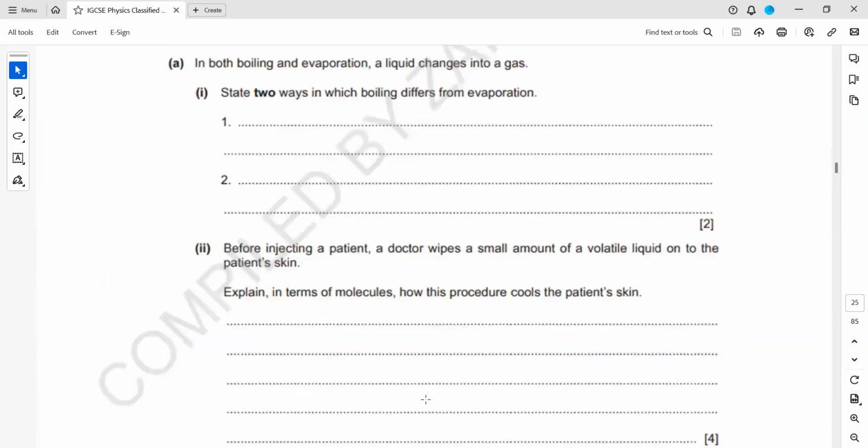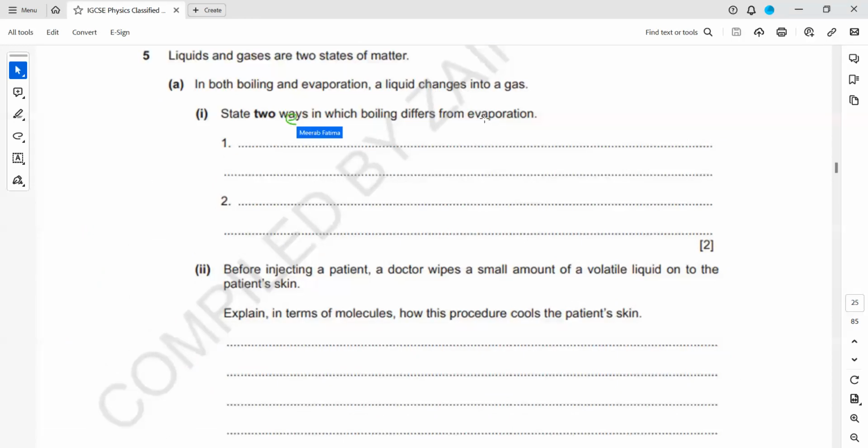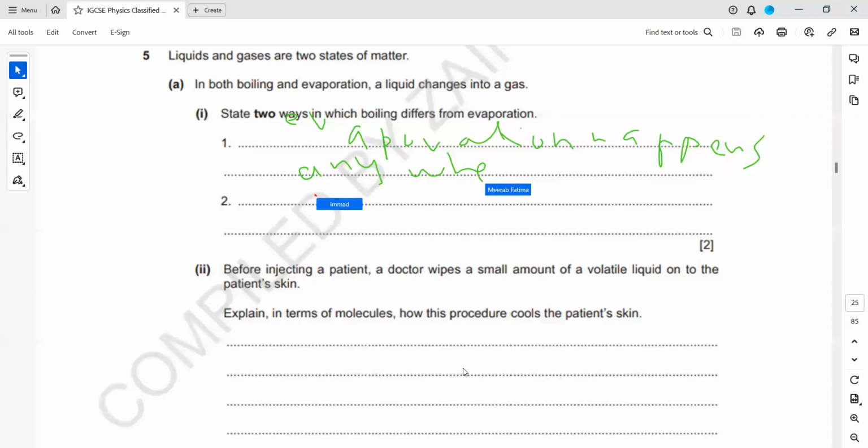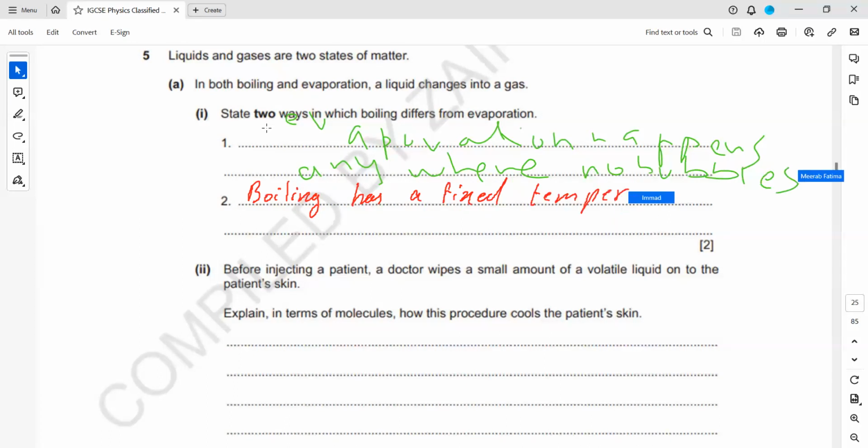The next is about boiling and evaporation, how the two differ from each other. In both boiling and evaporation, liquid is changing into a gas, but what is the difference between them? Evaporation has no fixed temperature. Sorry, evaporation occurs at any temperature. Boiling has a fixed temperature, that's right. Evaporation only occurs at the surface, while boiling occurs throughout the liquid.